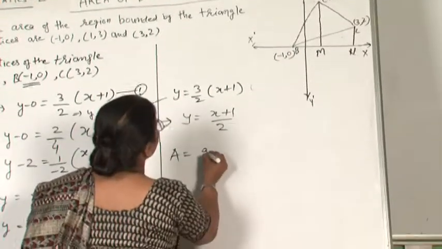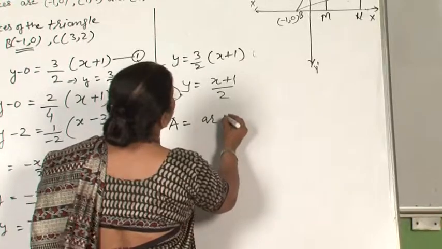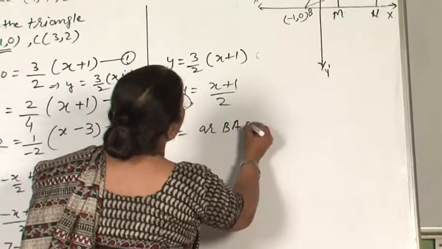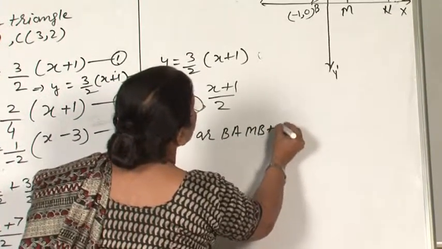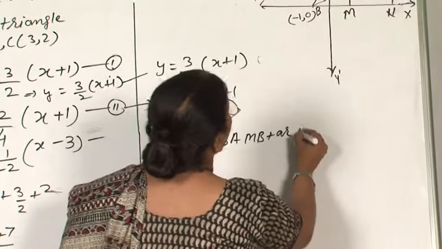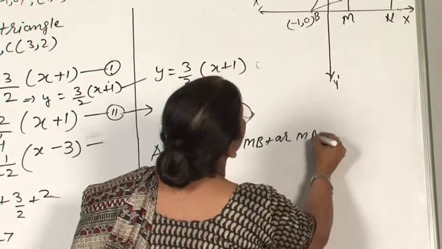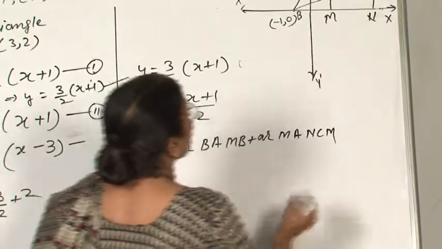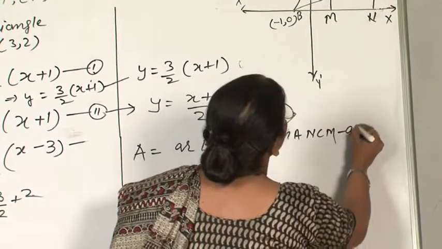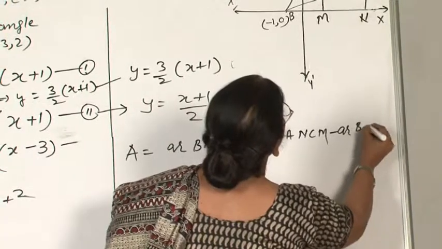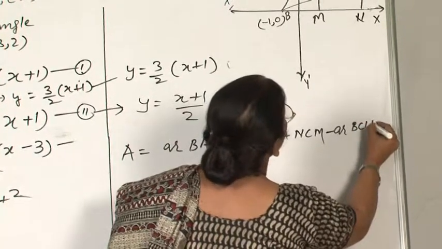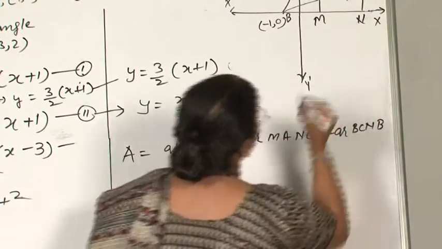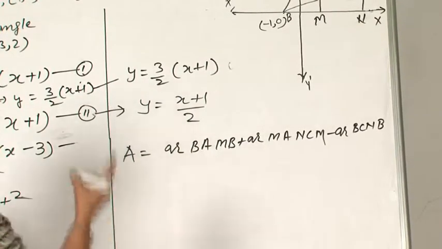So it becomes the area of BAMB plus the area of MACN and minus the area of BCNB.